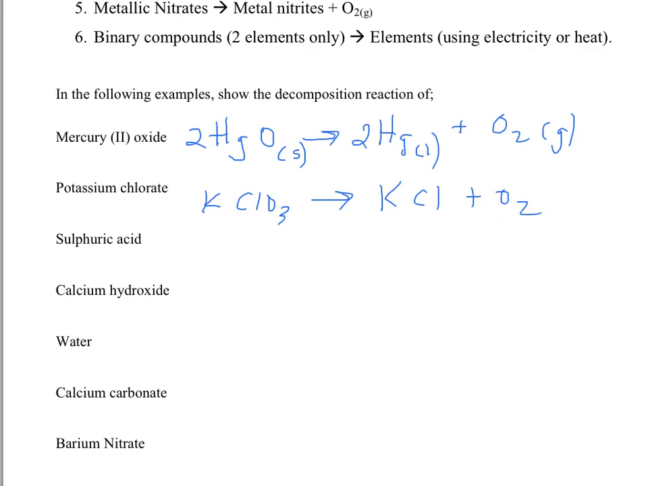I need to balance this equation. I need to have 6 oxygens on each side, and a 2 in front of my KCl to balance the potassium and the chlorine. To finish the question, I include states.